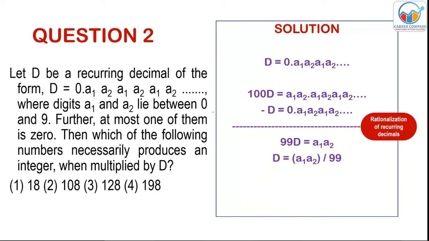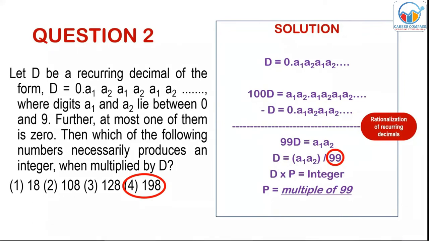of the number. However, if I want to multiply this number D and make it an integer, then that multiplier must cancel 99 in the denominator. So that multiplier must be a multiple of 99, right? So the only option that will satisfy over here is 198, because that is double of 99, or in other words, it is definitely a multiple of 99, and hence that should be your answer, right? I hope that was clear to you all.